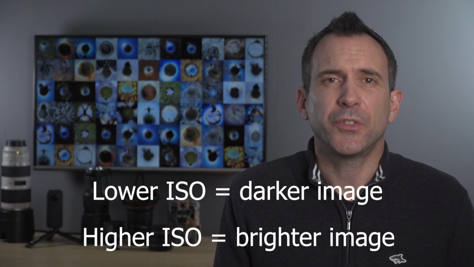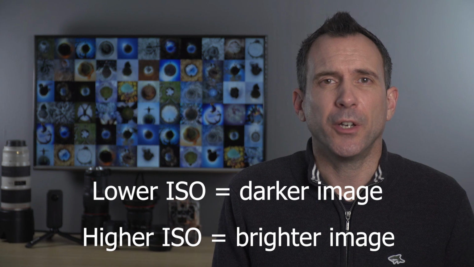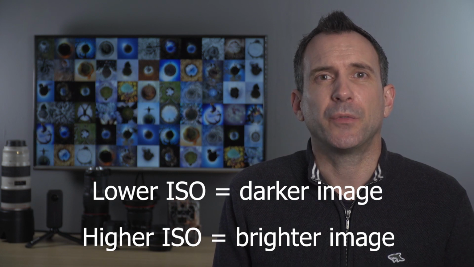ISO is like gain, which is another term you may be familiar with from other video cameras. And when you change the ISO, you change how sensitive the camera's sensor is to light. So on the Insta360 One X, those figures range from 100 ISO up to 3200 ISO. So if we want a darker image, we go for a lower ISO. And if we want a brighter image, we go for a higher ISO.